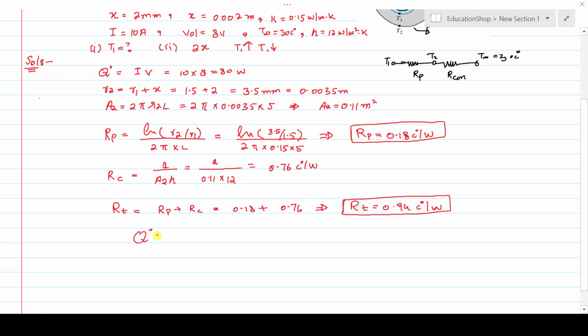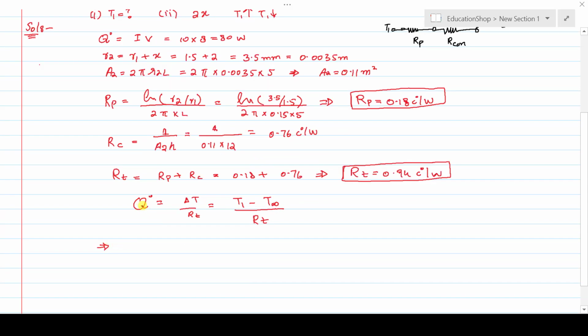Next, we know that heat transfer rate is equal to change in temperature divided by the total resistance, and it is equal to T1 minus the outside temperature T infinity divided by the total resistance RT. And we already calculated the heat that is generated inside this electric wire, which is 80 watt. The temperature T1 is our concern to find, and the outside temperature is 30 centigrade, where the RT value is 0.94. Dividing both sides by 0.94, it will cancel out with this. We can say that T1 is equal to 0.94 multiplied by 80 plus 30. When you solve this on the calculator, you will get the T1 value, that is 105 centigrade.